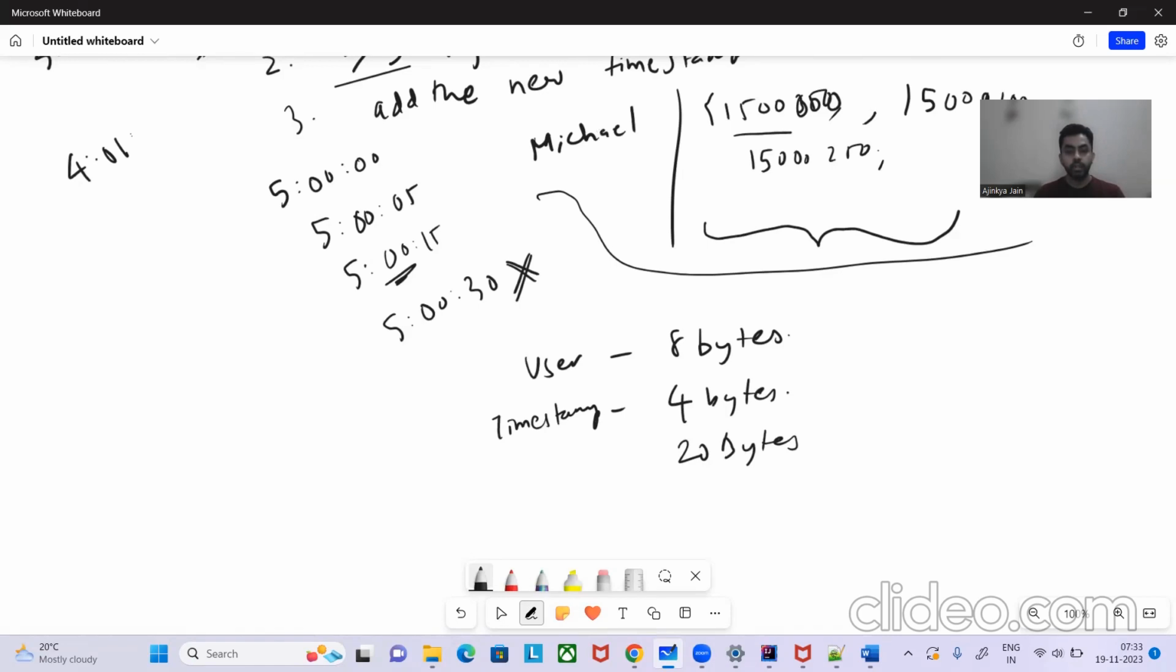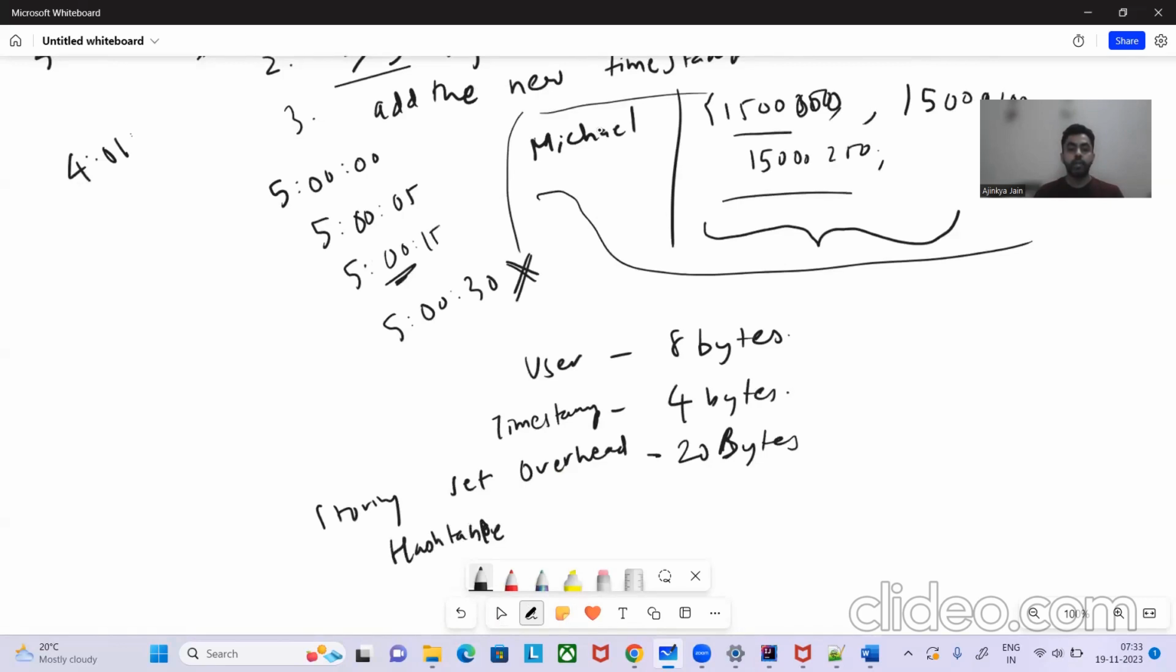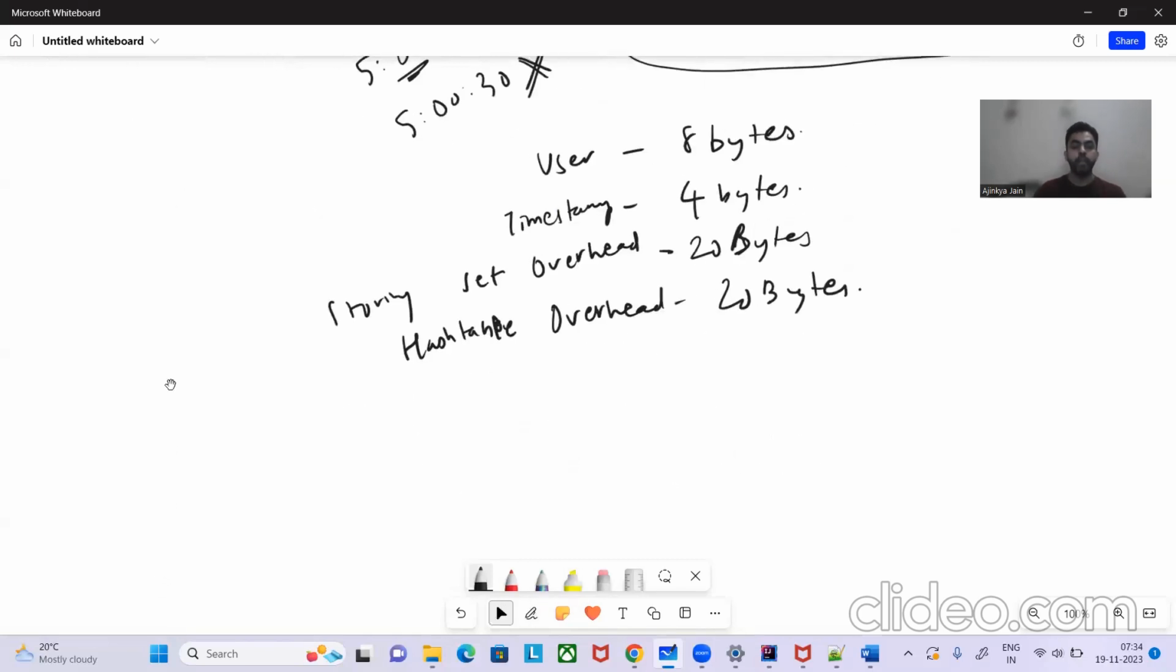So storing this set overhead, we require 20 additional bytes. And maintaining this hash map or hash table, we require hash table overhead, let's consider another 20 bytes. So, for example, we have a system that accepts 500 requests per hour. What will be the storage required?